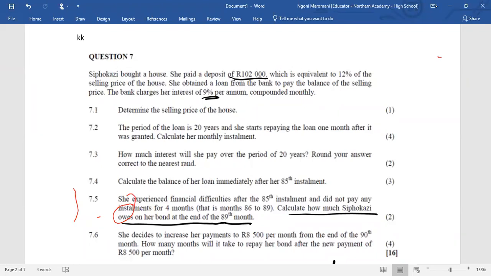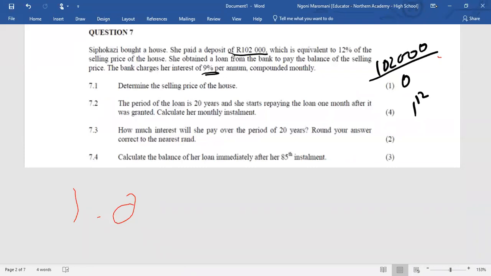somebody bought a house, and the tricky part of today's question was the fact that they did not give us the price of the house. What they gave us was the deposit. How much was paid as deposit? 102 was paid as deposit. So for you to be able to find the cost price, how much was the house? You would say 102,000 divided by 0.12. Do you get that one, guys? Yes. That's how you get the money. Then the cost price of the house.